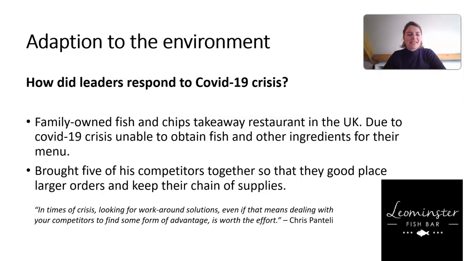Obviously, a disaster. But what this top executive at this particular company, Chris, did is that he brought 5 of his competitors together so that they could place larger orders and keep their chains of supplies. So they were still able to buy all of the ingredients they needed. This is a way in which a strategic leader focuses on the long-term success of the organization and efficiently adapts to a crisis in the environment.